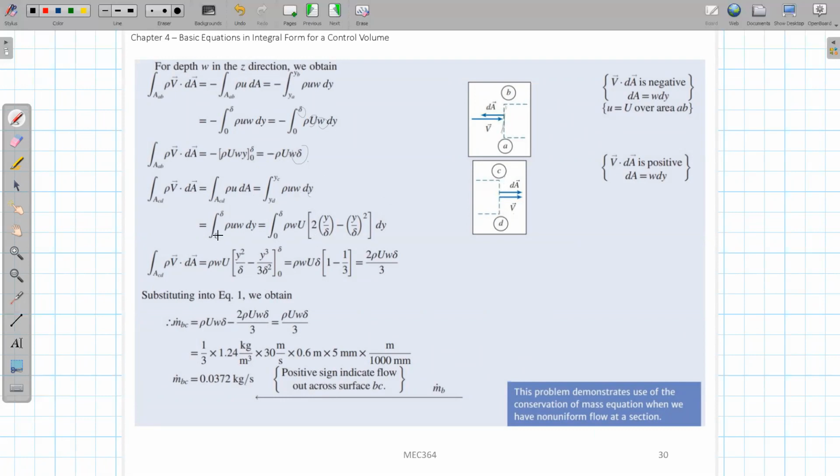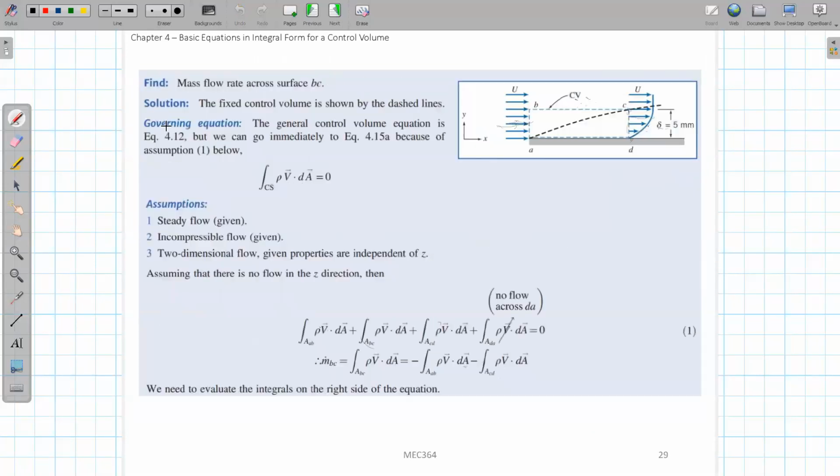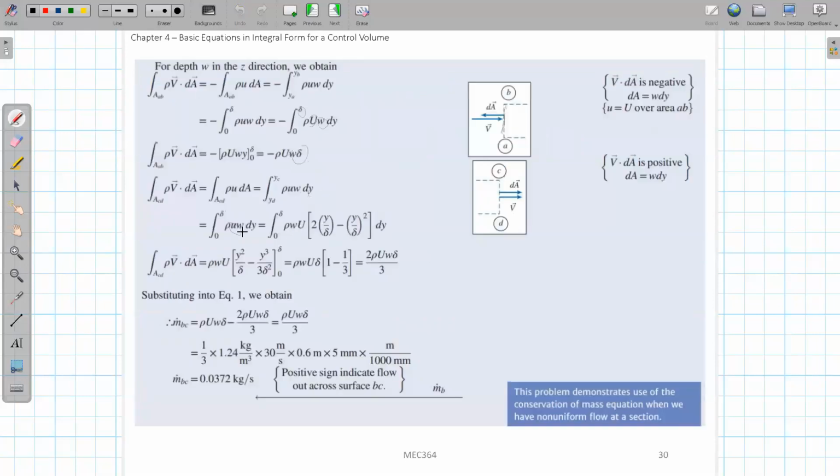You substitute this small u velocity with the distribution you have here. Okay, you substitute it inside and you get this equation here. In this integral, rho w big U delta is constant. You can just integrate this integral over y directly from 0 to delta, and you will get this final result.